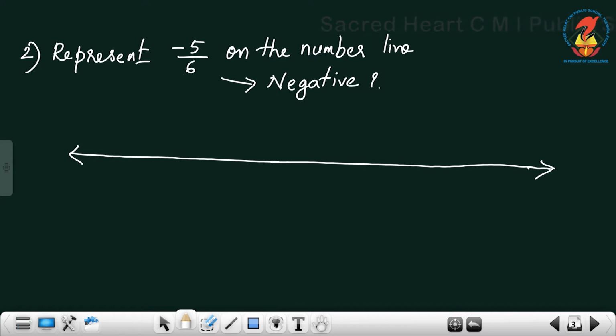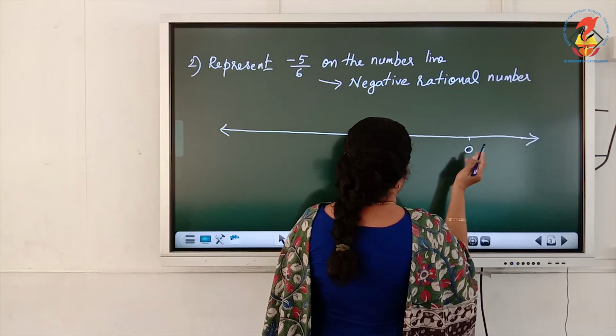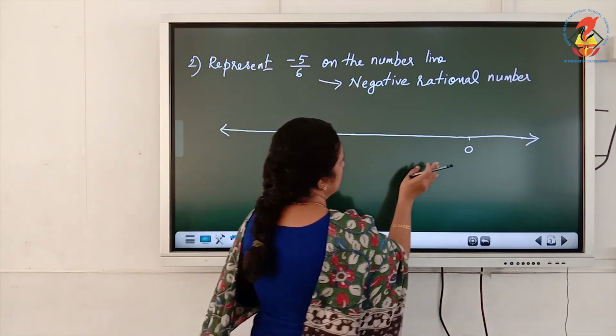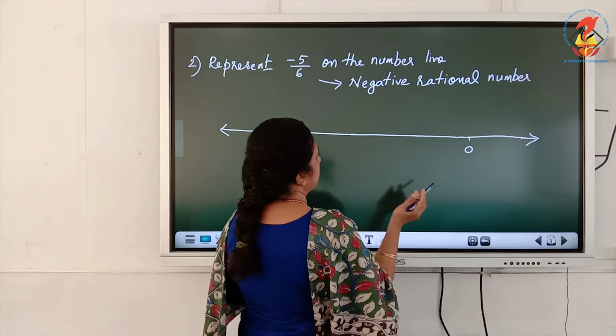Negative rational number. Without the sign, if you consider it, it is a proper fraction. So the value of this rational number lies between 0 and 1. Now first you have to mark a point and label it 0, because we need the left side of the number line. So we can move 0 to the right edge.